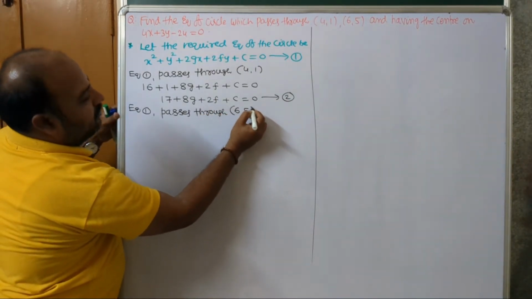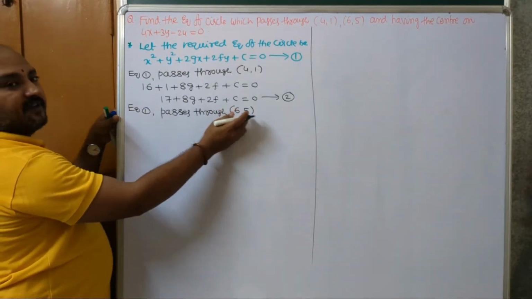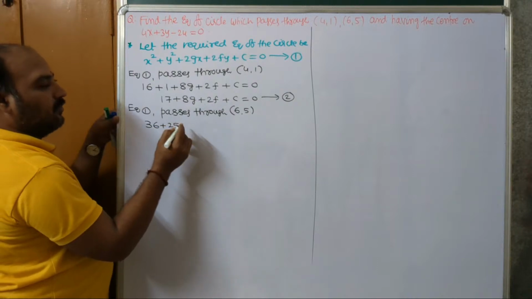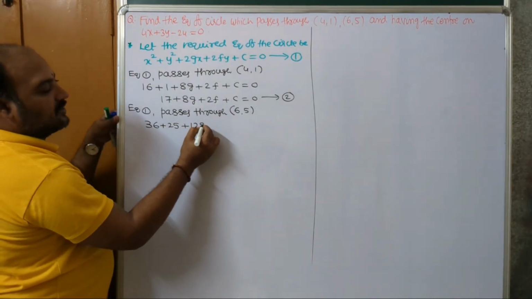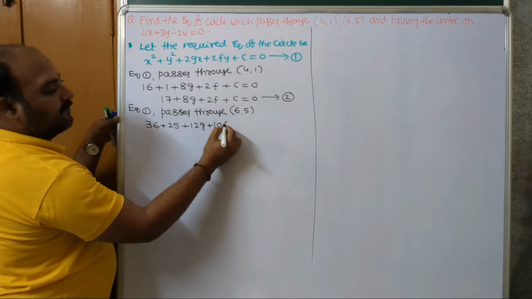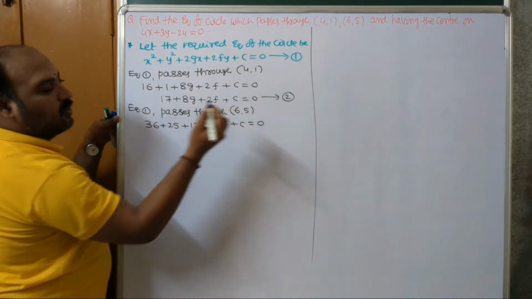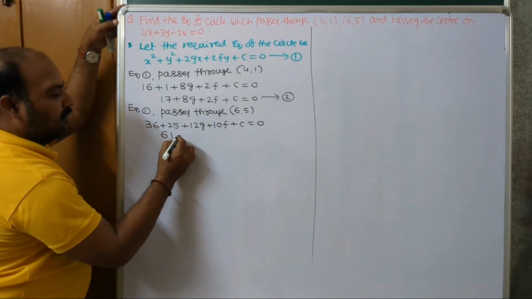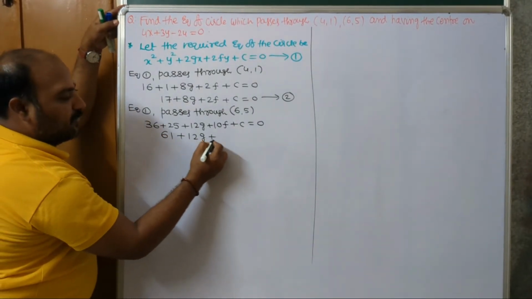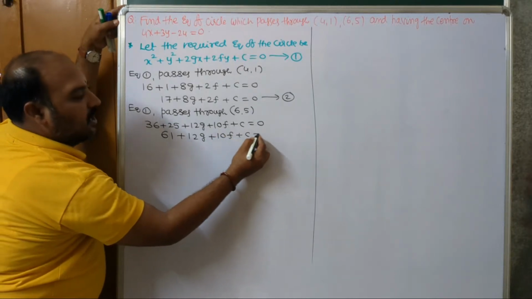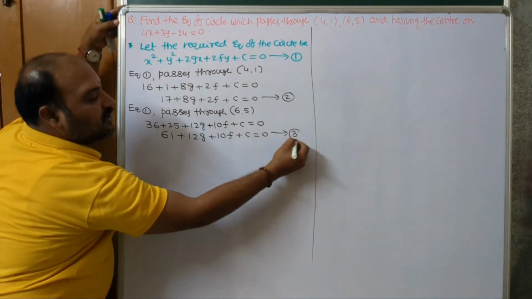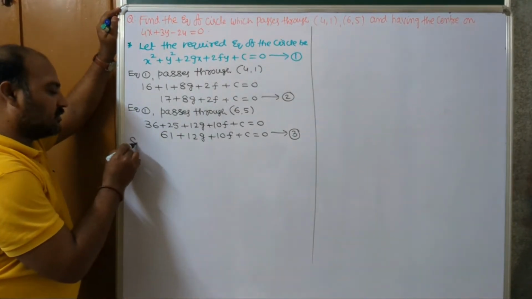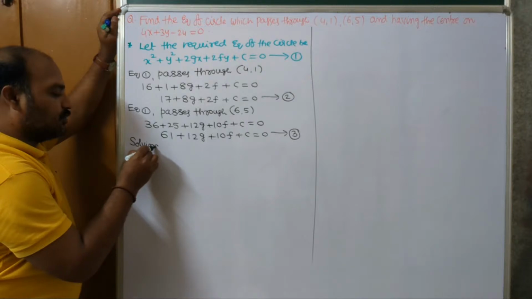Equation 1 passes through 6 comma 5. So in place of x and y, 6 comma 5: 36 plus 25 plus 12g plus 10f plus c equal to 0. 36 plus 25 is 61, plus 12g plus 10f plus c equal to 0. Equation number 3. Solving 2 and 3.